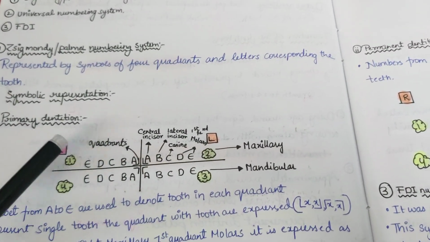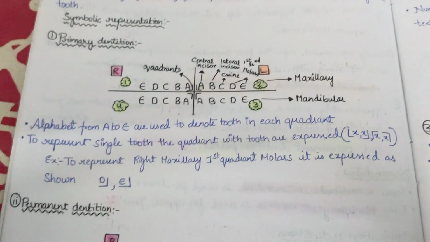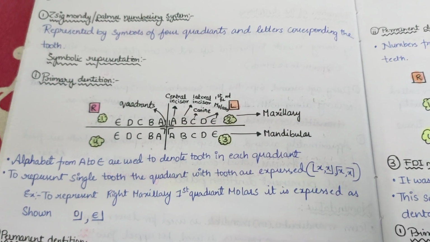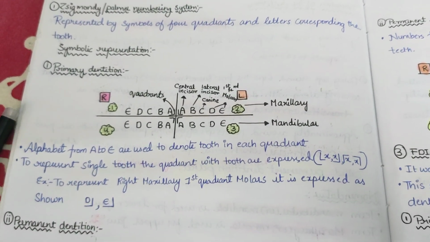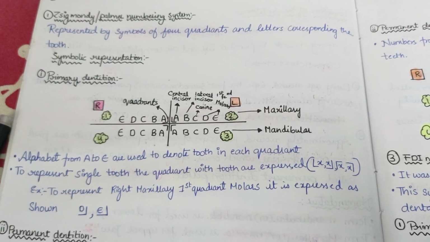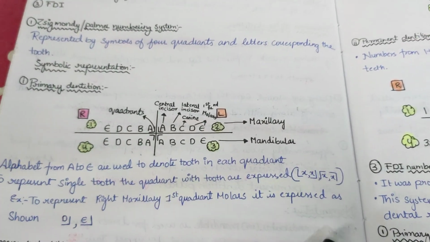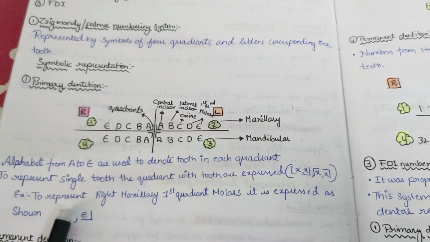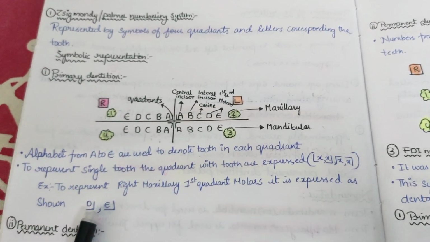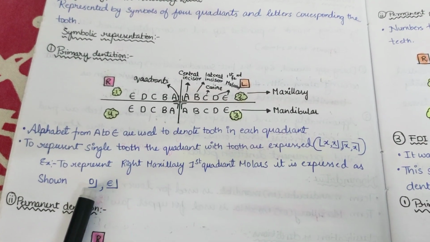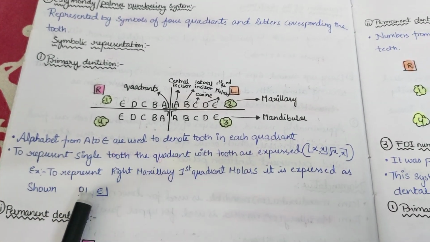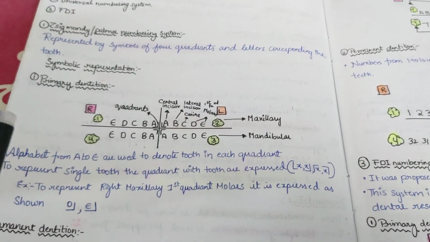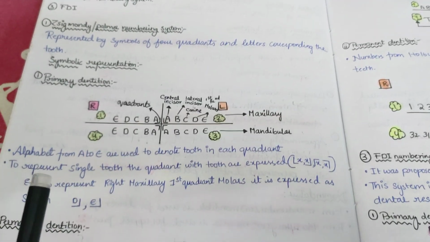Now there are 4 quadrants, the right side and the left side. The alphabets from A to E are used to denote the tooth in each quadrant, to represent a single tooth, and the quadrant with the tooth is expressed like this. The formula is like this. For example, we'll take this first quadrant D. So we'll represent it as right maxillary, first quadrant, molar.